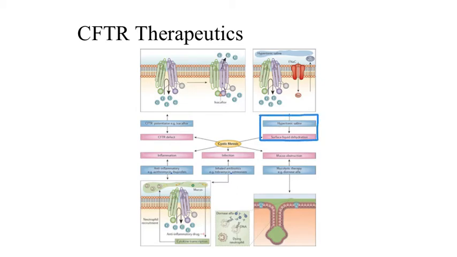Another target is the chronic infections that can occur in individuals with CF, and one of the ways to treat these chronic infections is with inhaled antibiotics like tobramycin. To treat the inflammation that occurs in the airways of individuals with cystic fibrosis, anti-inflammatory treatment with agents like azithromycin and ibuprofen is common.